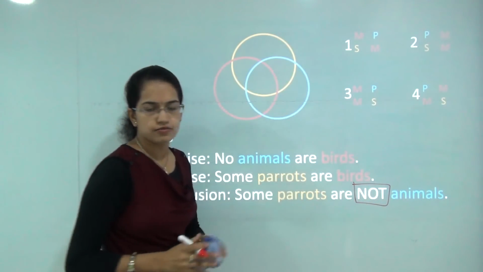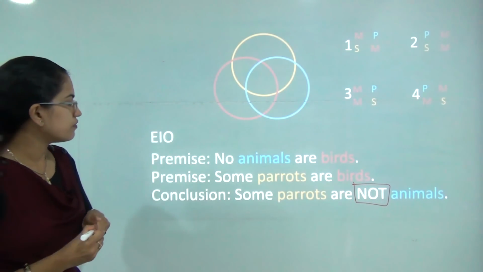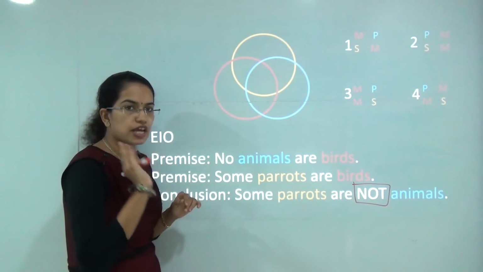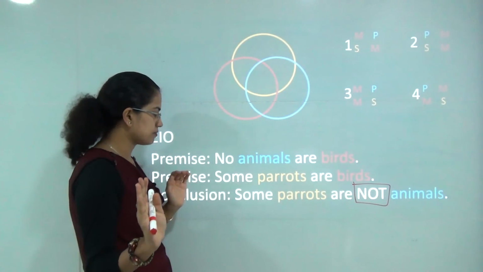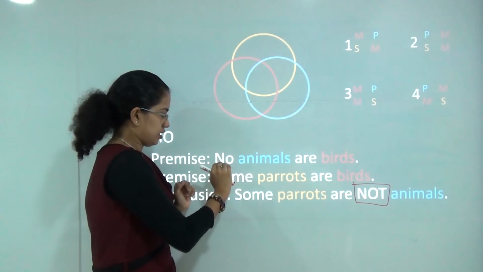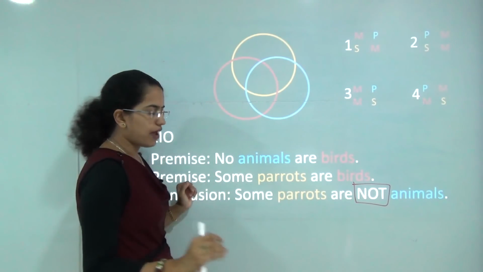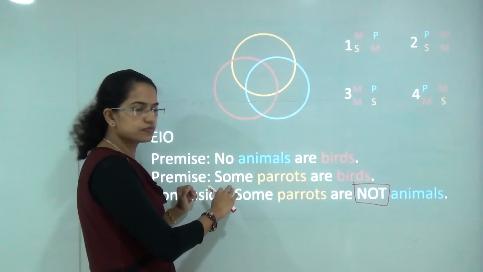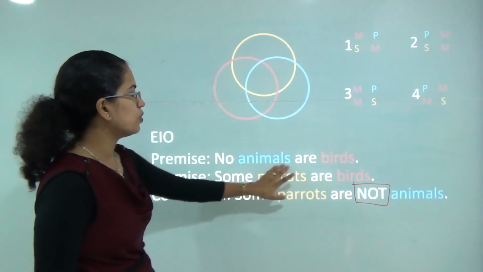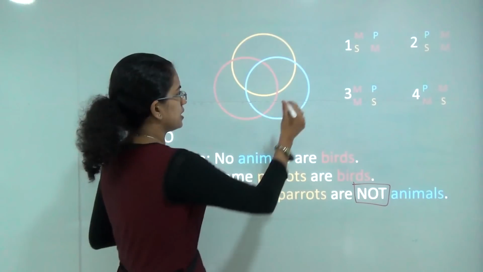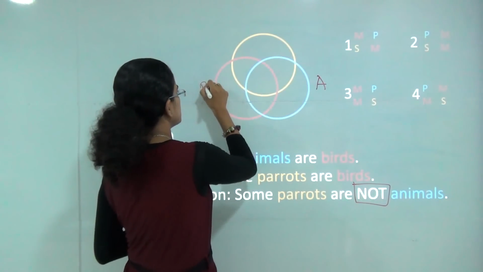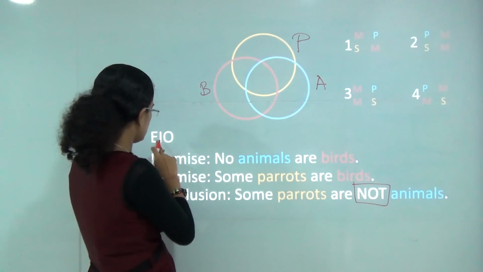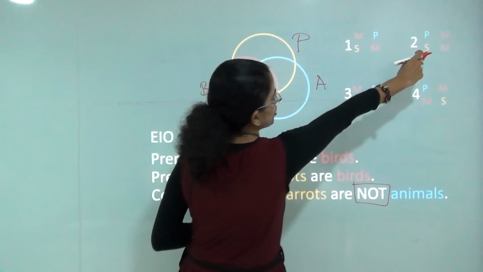So both the things I have to be very careful with. Now where should I start? Shall I start with no or shall I start with some? As we have already talked about in the first session, first slide, wherever we are using universal facts, be it all or none, we do it first and then we do the case of some. So if I say no animals are birds, so let me mark again, these are animals, these are birds, and these are parrots, and this is an EIO case 2.